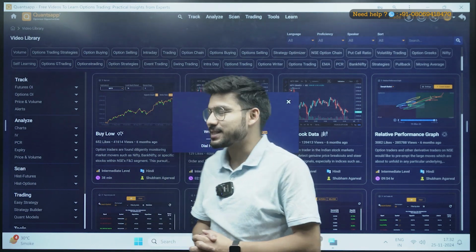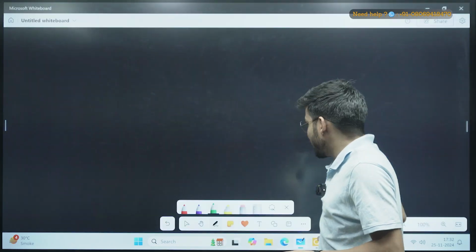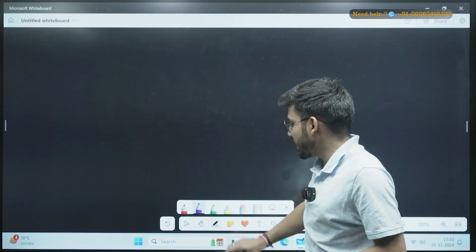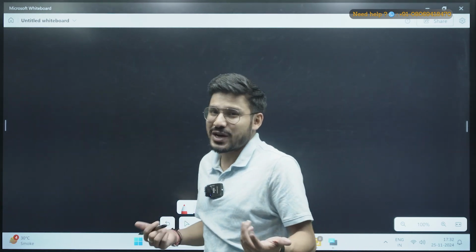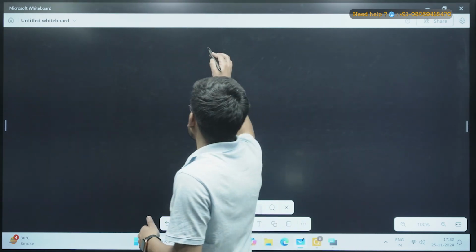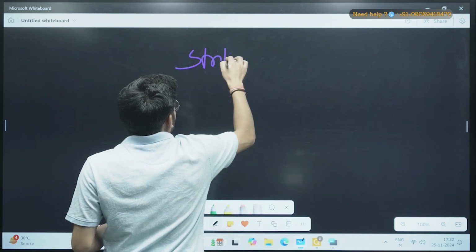Let's start today's lesson now. Today's lesson will be on how you can select a strike price. So how you can select the strike price.